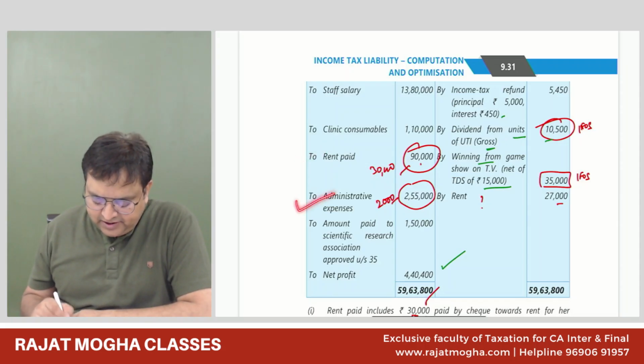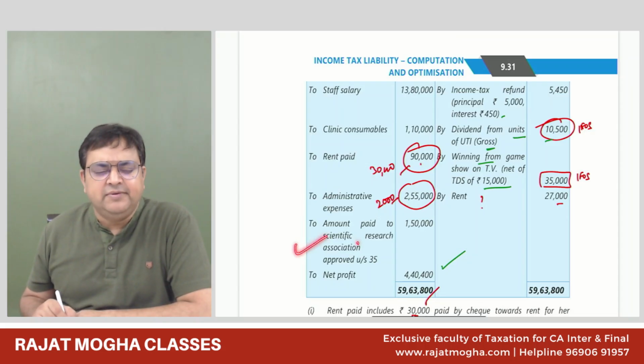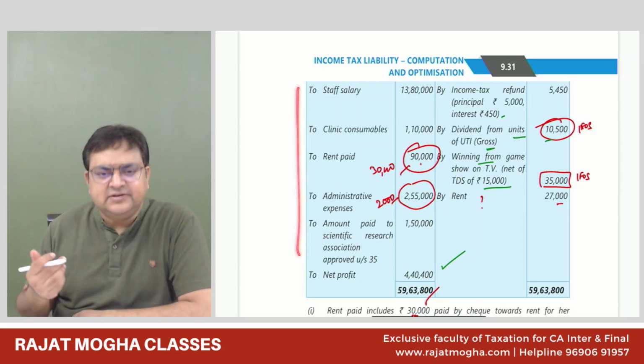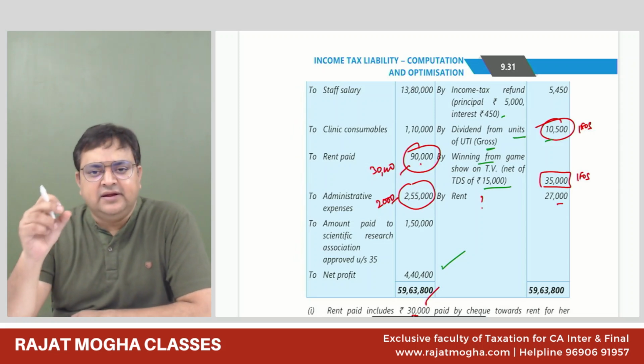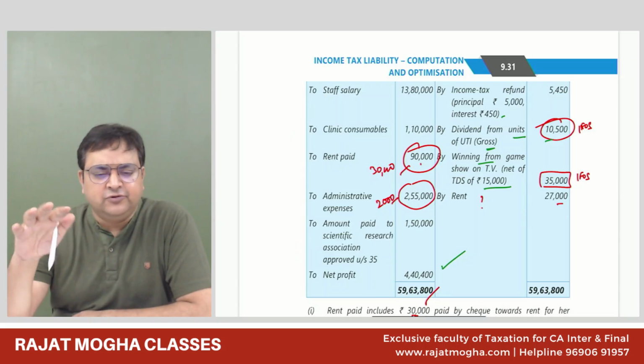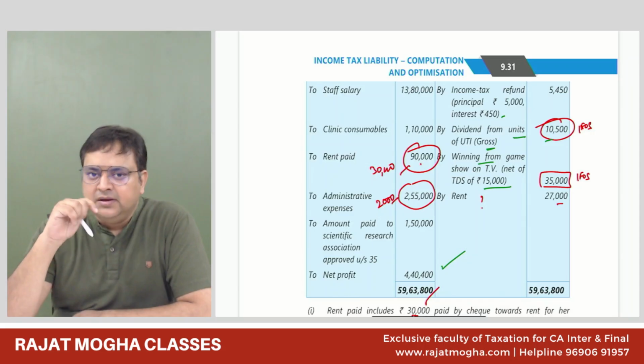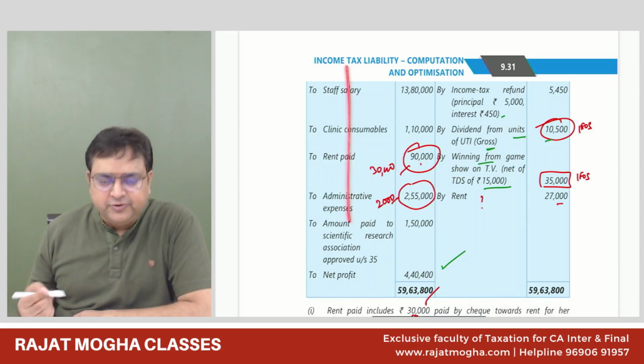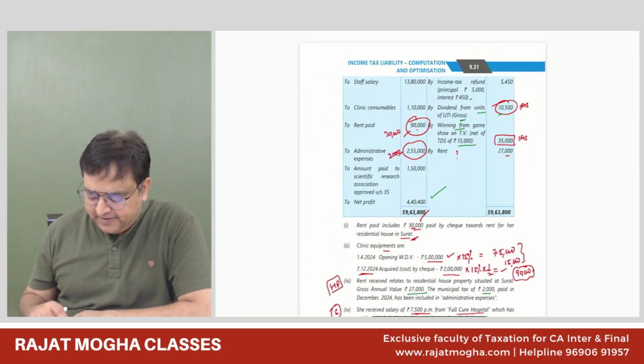So we are okay with it. Admin expenses, we are okay with it. Amount paid for Scientific Research Association, we are okay with it because we are following optional regime. So we can allow this also. So expenses side, generally we are okay. I know that there is some information regarding some of the expenses that will be disallowed, but that we will be taking care with the fourth step in the information part. So step 2, we are almost okay. Step 3 is my income side.